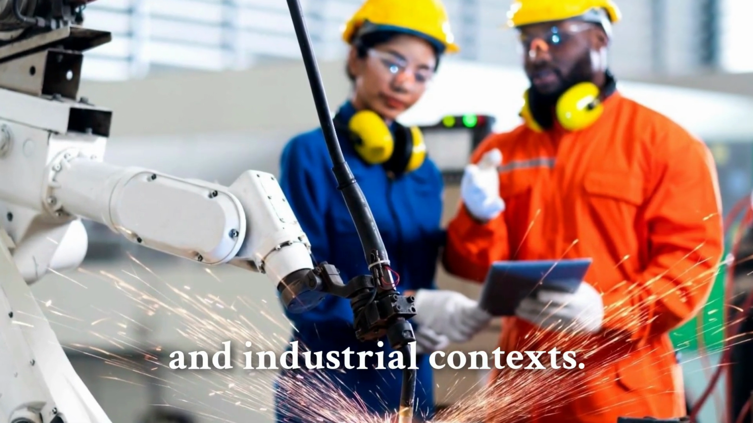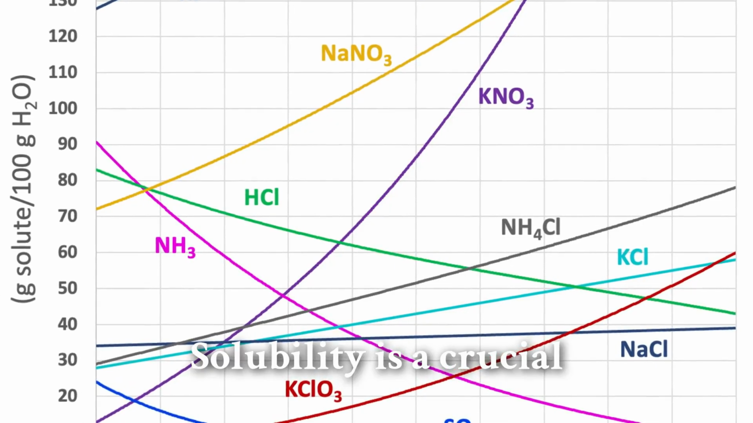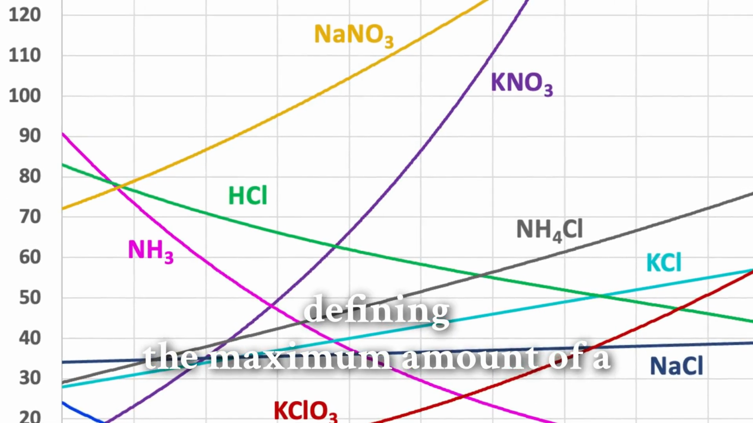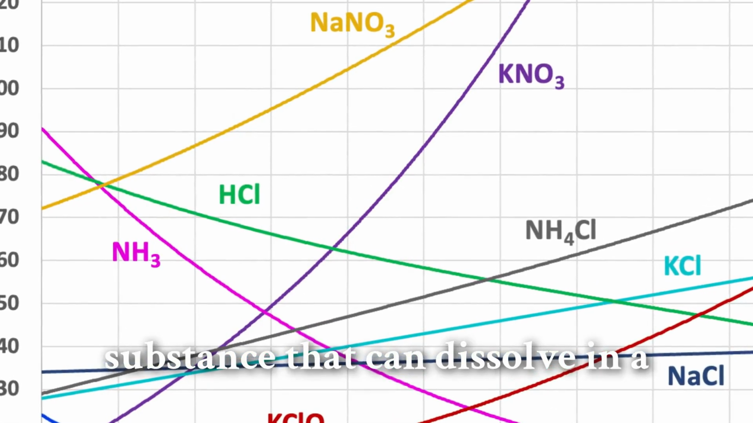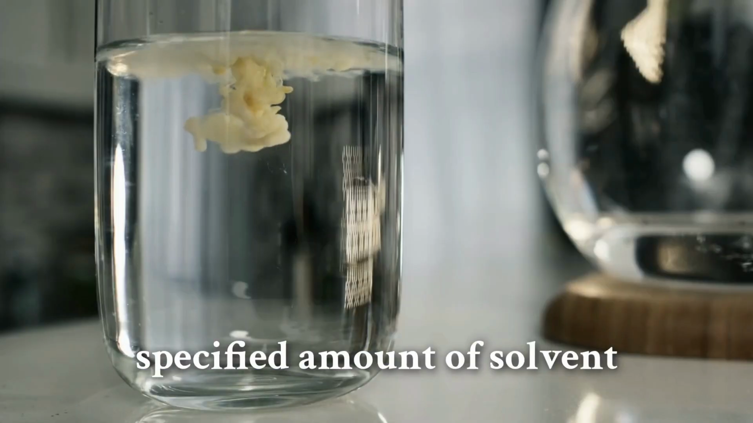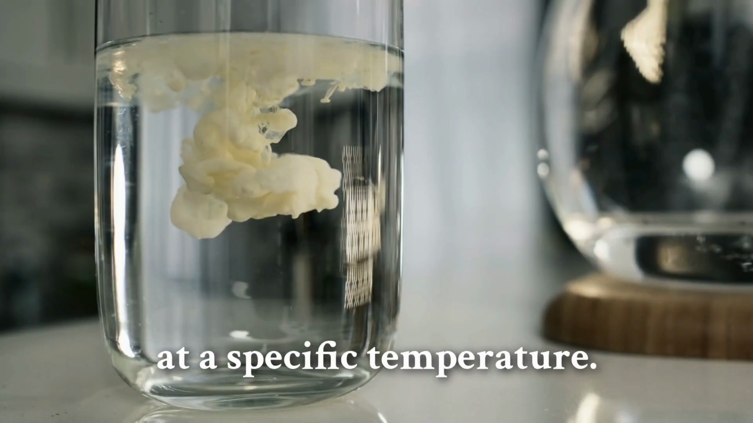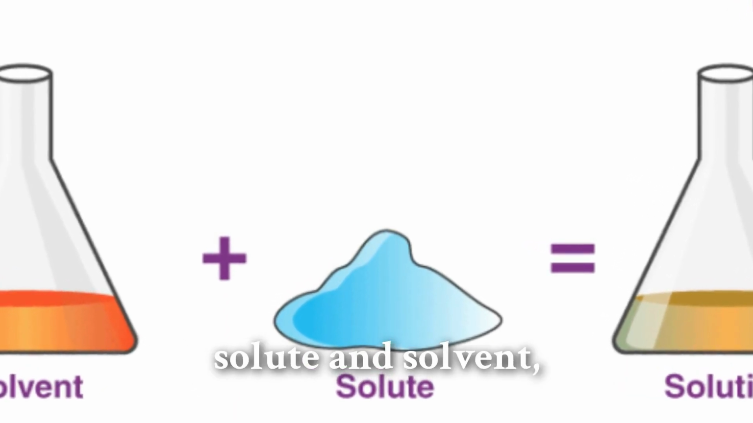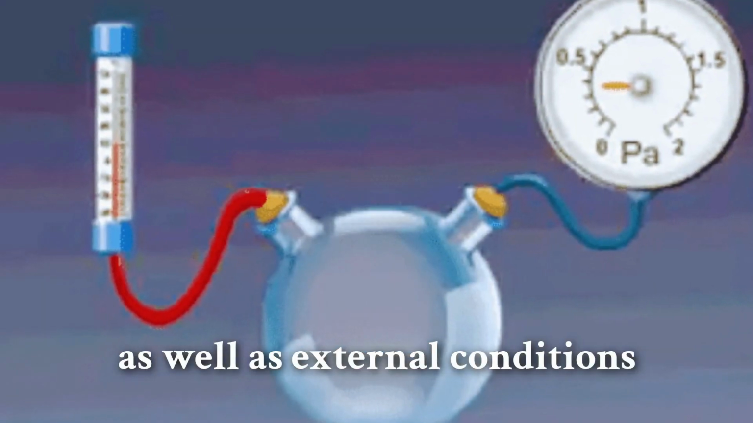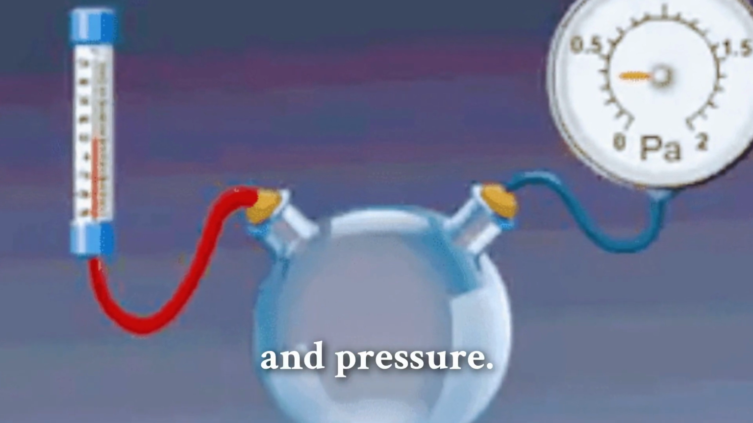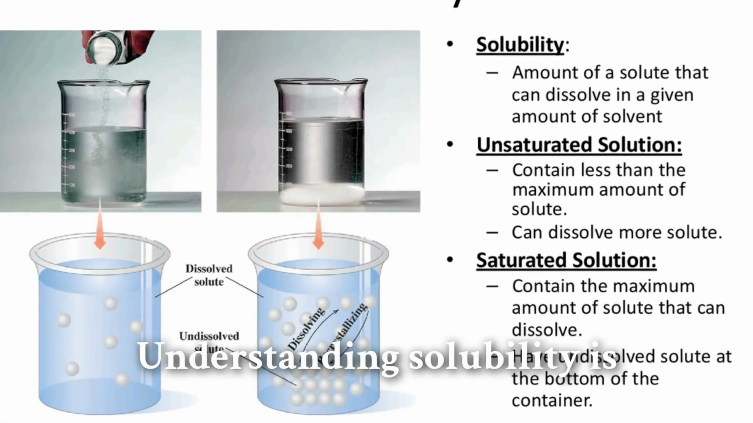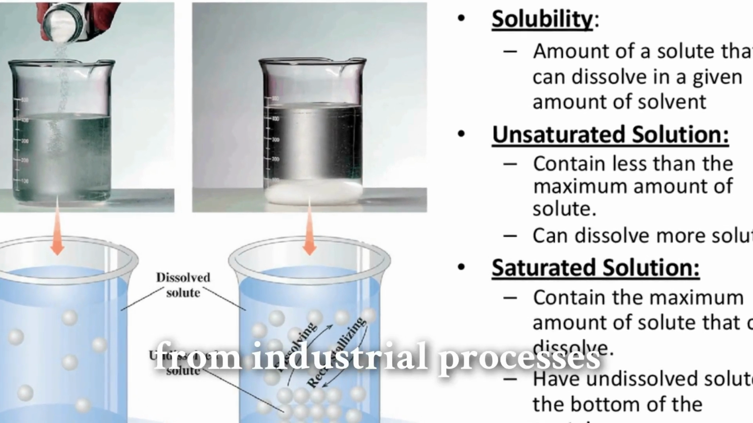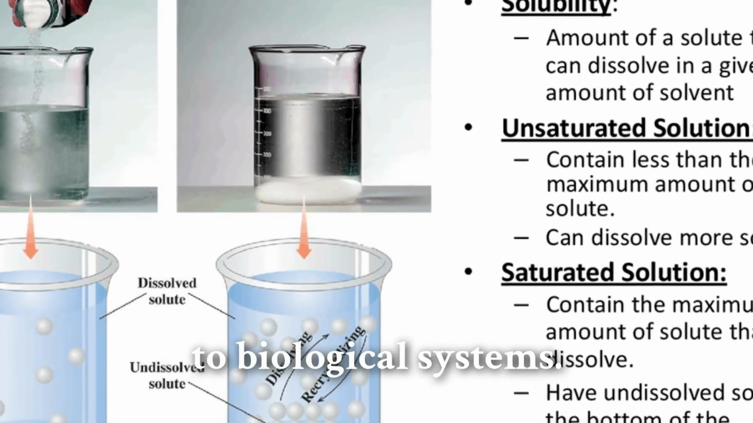and industrial contexts. Solubility is a crucial concept in chemistry, defining the maximum amount of a substance that can dissolve in a specified amount of solvent at a specific temperature. This property is influenced by the nature of both the solute and solvent, as well as external conditions such as temperature and pressure. Understanding solubility is essential for various applications, from industrial processes to biological systems.